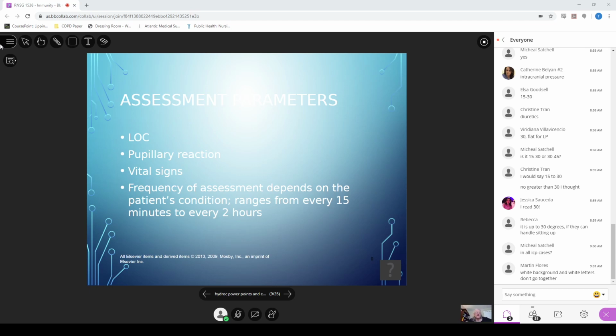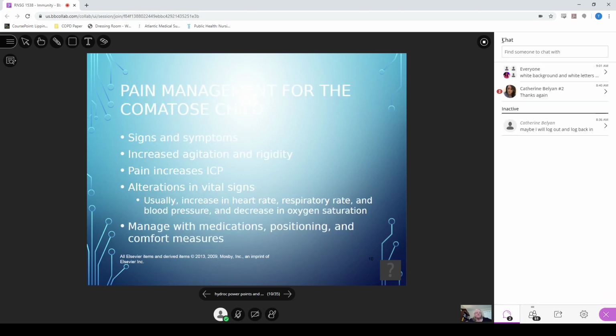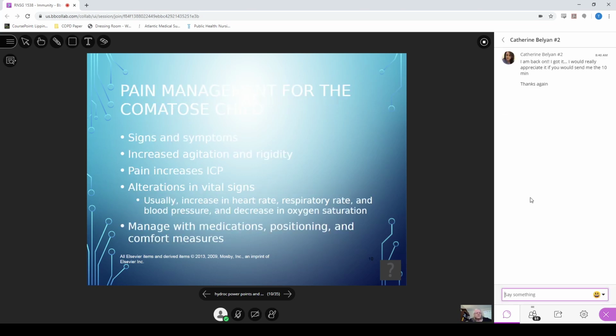Assessment, again, sorry, my dog is yawning. Level of consciousness, pupillary response, vital signs. We may be doing these assessments every 15 minutes to 2 hours, depending on how critical our child is. We're not going to look at our comatose.